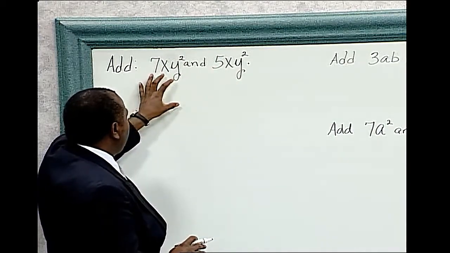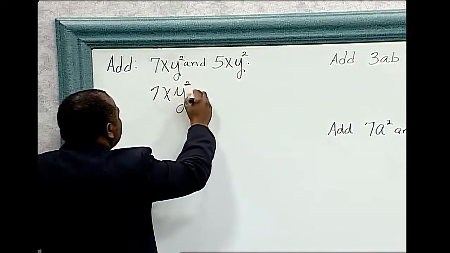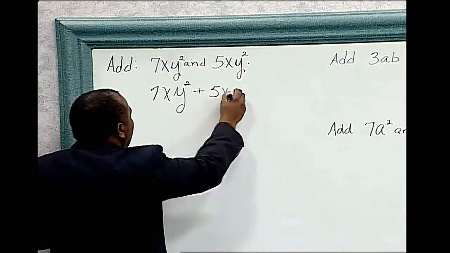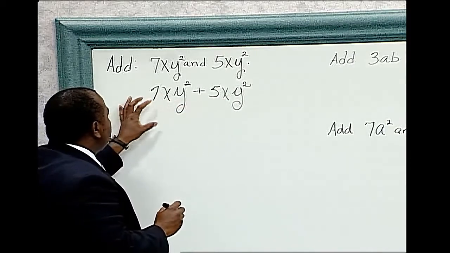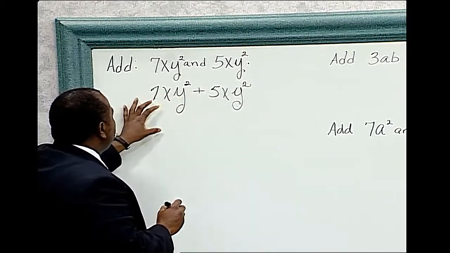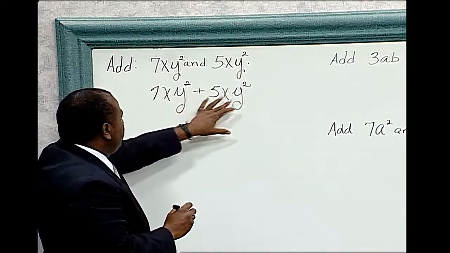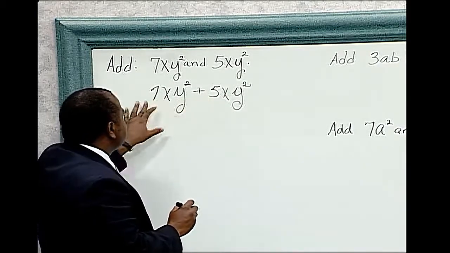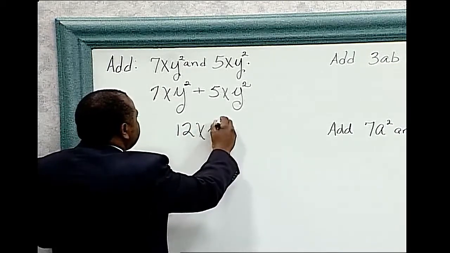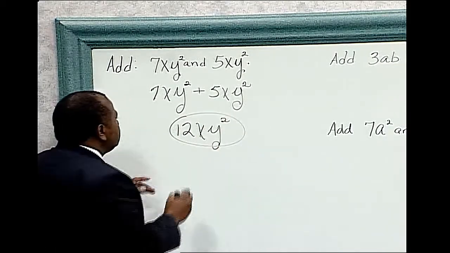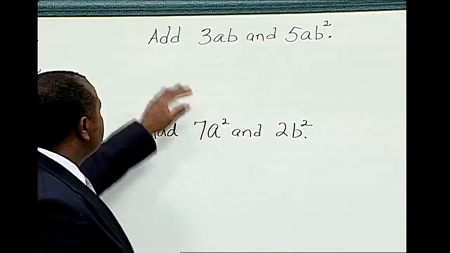Now we can add 7xy to the second power plus 5xy to the second power. In adding algebraic terms, the only part of this expression that we're going to add will be the numbers that are in front of the variable. 7 plus 5. 7 plus 5 is 12xy to the second power. So in combining these like terms, the solution that we get is 12xy to the second power.